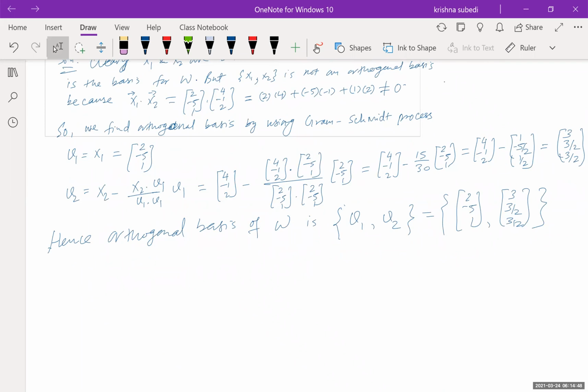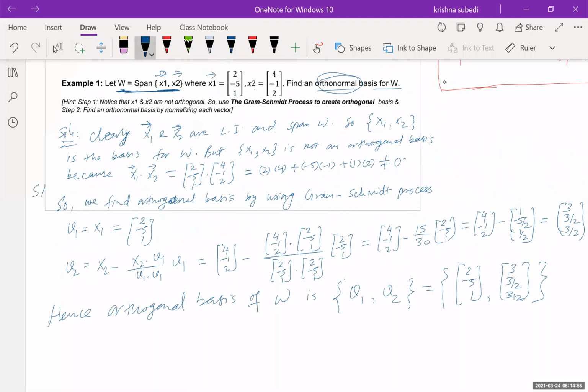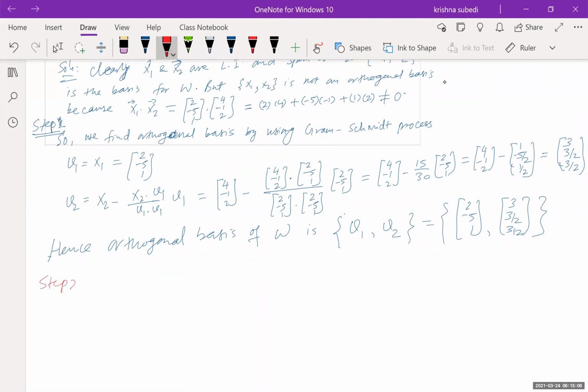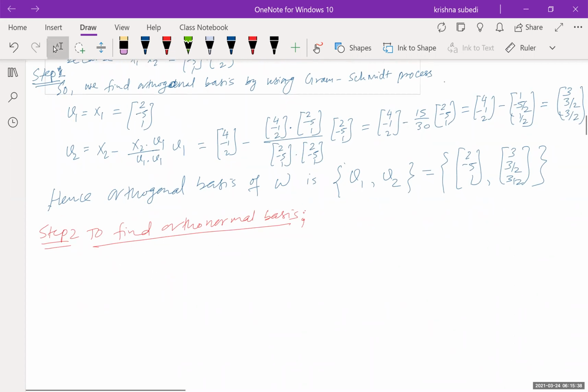Now we need to find the orthonormal basis. This is step 1: we found the orthogonal basis. Now in step 2, we'll find the orthonormal basis. To find it, we need to normalize these. Normalization means we need to find the unit vector. So to find the orthonormal basis, basically we find the unit vectors.